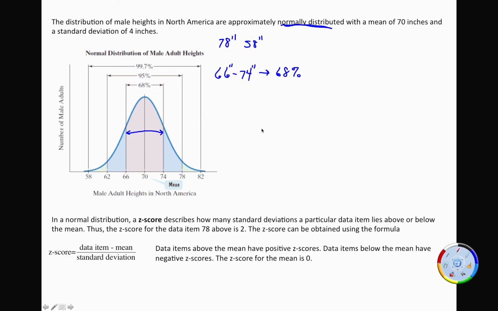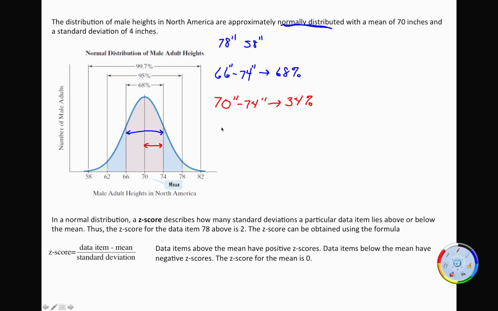What if we wanted to find the percent of males who have heights between 70 and 74 inches? All right, well, here's 70 to 74 inches. And that, because this shape is symmetric, that's half of my 68%. So 34% of males in North America are between 70 and 74 inches.